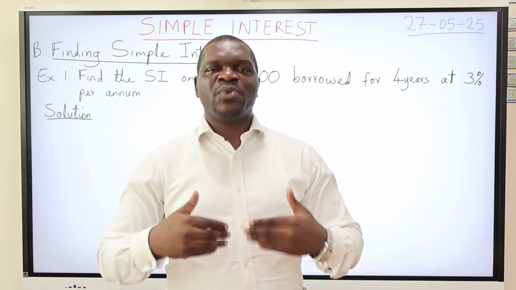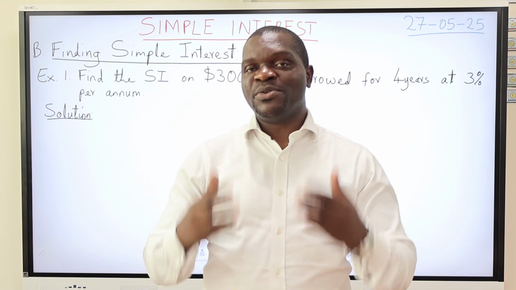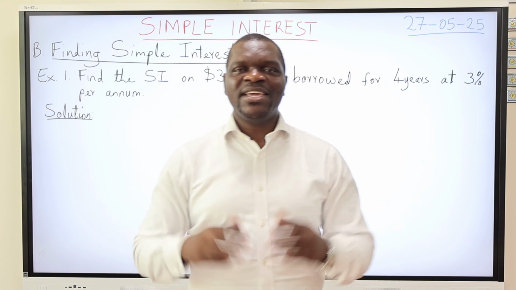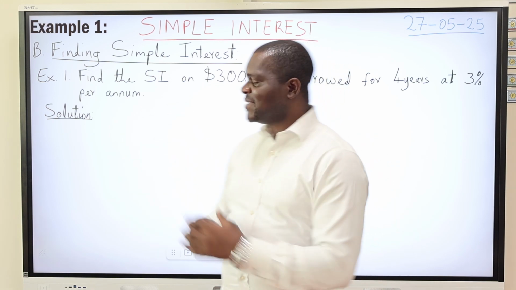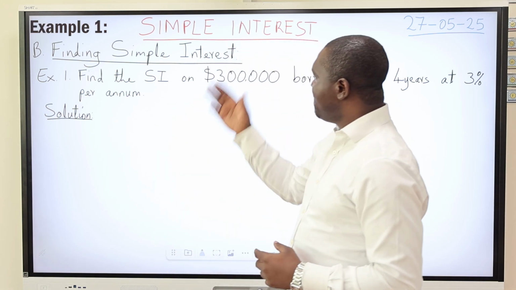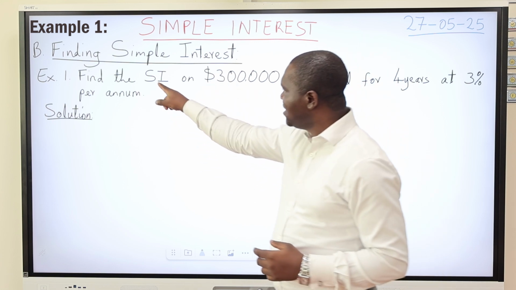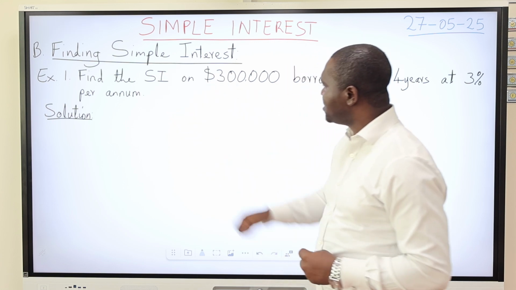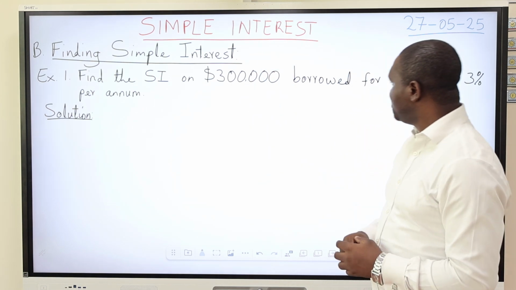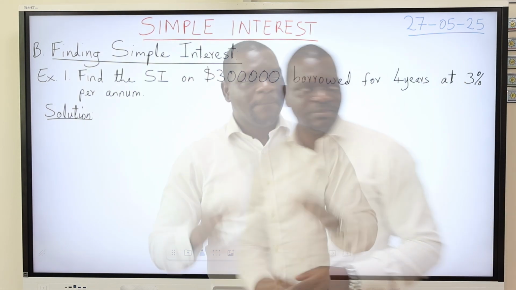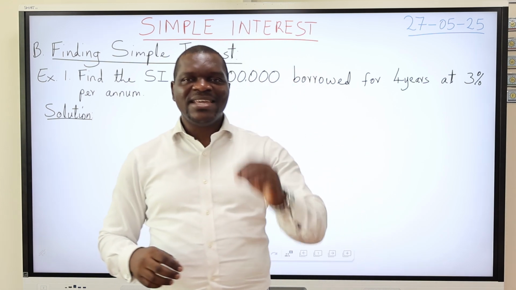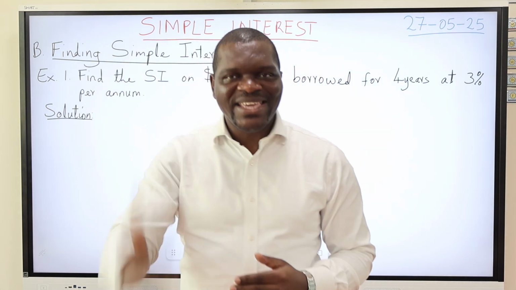Stay focused as we are going to solve some examples to enable you understand how exactly you can go about solving the simple interest. We have our example on the board and it reads, find the simple interest, here SI is simple interest, on $300,000 borrowed for 4 years at 3% per annum. Per annum here simply means in 1 year or per year.